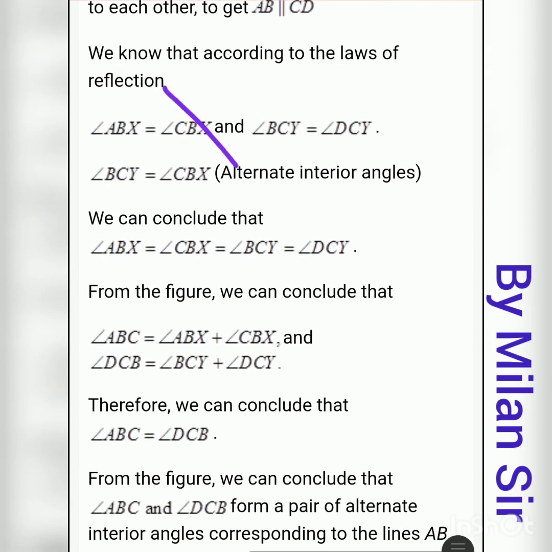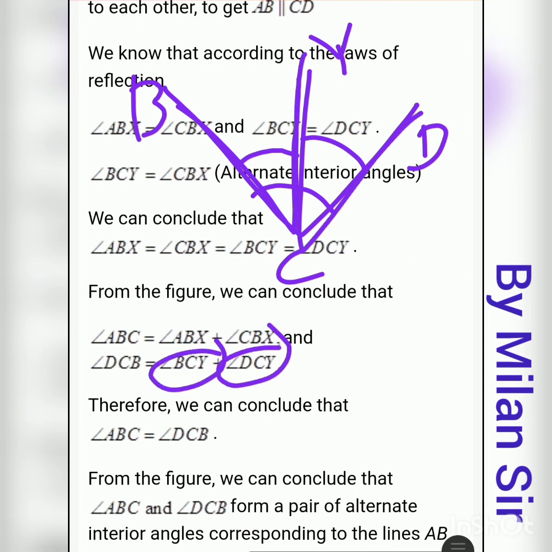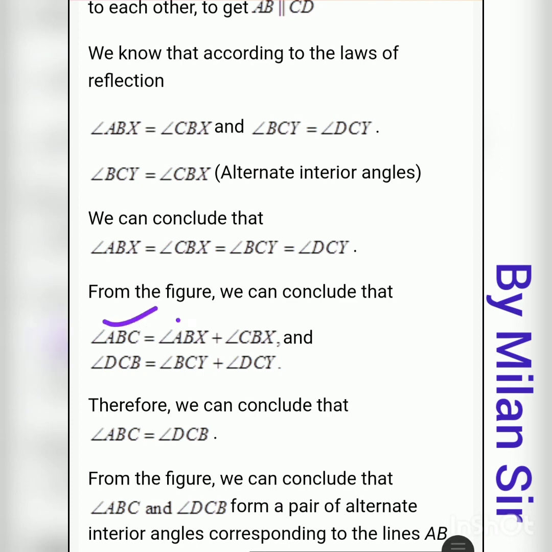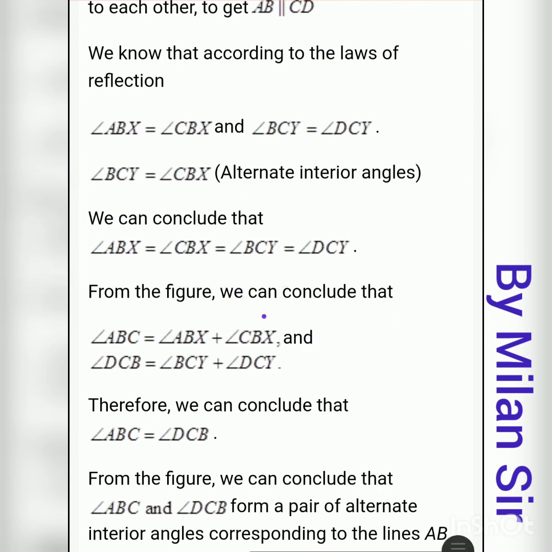Here we have B, C, D and Y. So this full angle is the addition of this angle and this angle, BCY and DCY. So angle ABC is equal to angle ABX plus CBX, and angle DCB is equal to angle BCY plus DCY. Now all these four angles are the same, which we already wrote here, right? So definitely the addition of these two angles is the same, because here ABX is equal to BCY and CBX is equal to DCY.